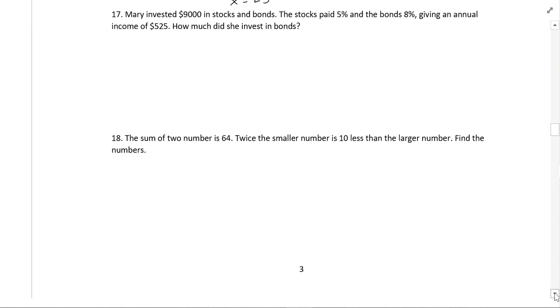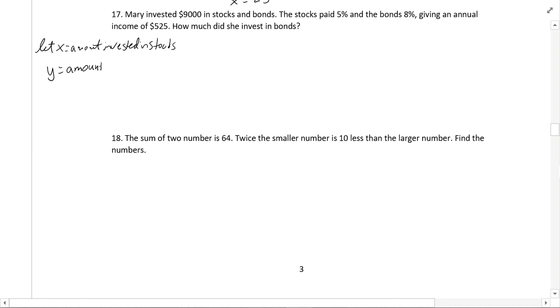Okay, so I'm going to start by choosing x. Let x equal the amount invested in stocks, and y is the amount invested in bonds.